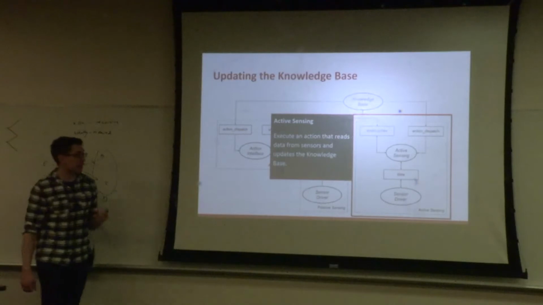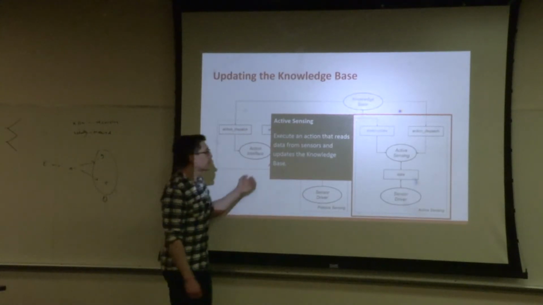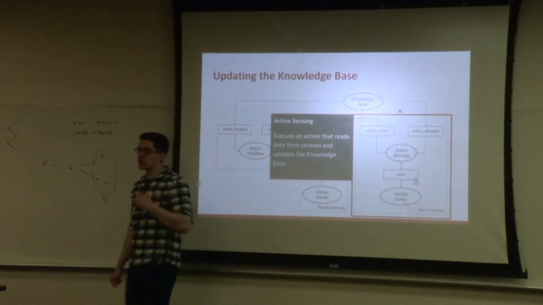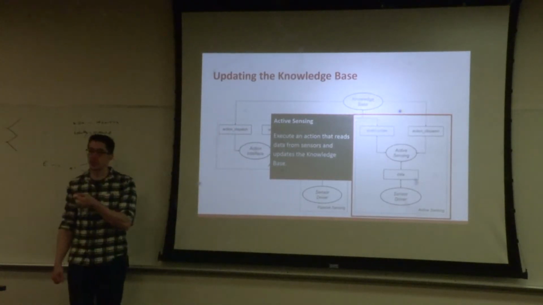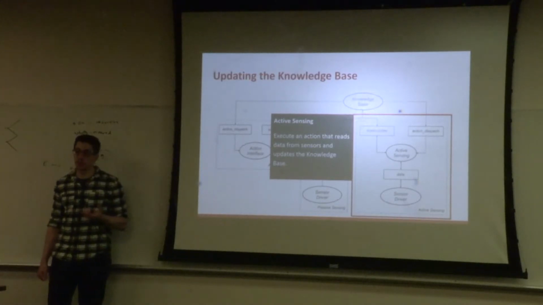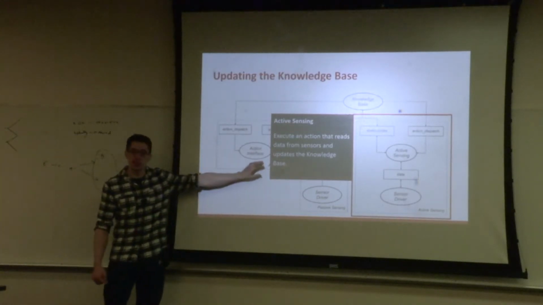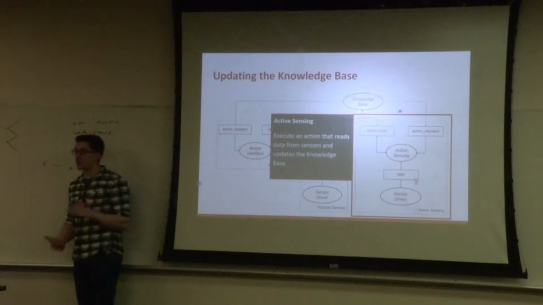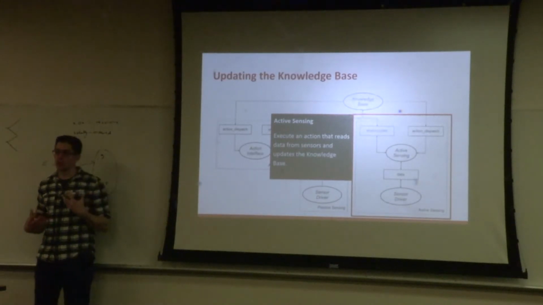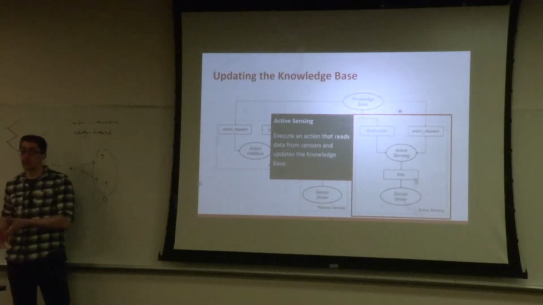You also have active sensing. So active sensing is, we're going to make an observation now. It's a one-shot observation, maybe a service I'm calling, and the response will update the knowledge base. Often an active sensing operation will be something that's included in the plan. So it might correspond to an observation action if you're doing contingency planning, for example.